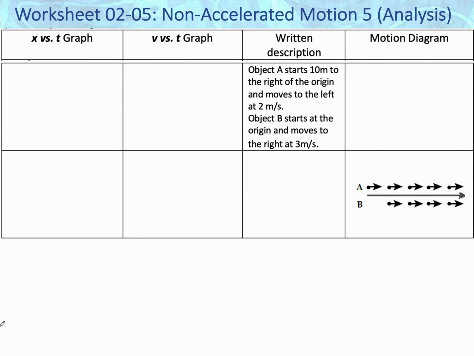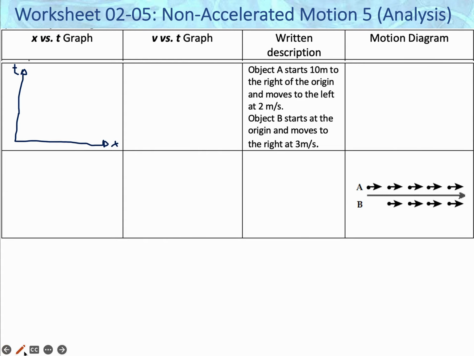Object A starts 10 meters to the right of the origin, which would be in the positive part, and moves to the left at that. Object B starts at the origin and moves to the right. So what would my position versus time graph look like for this thing? Something like this, and I'm going to color code these. So this is position versus time. I should have labeled the other graphs as well.